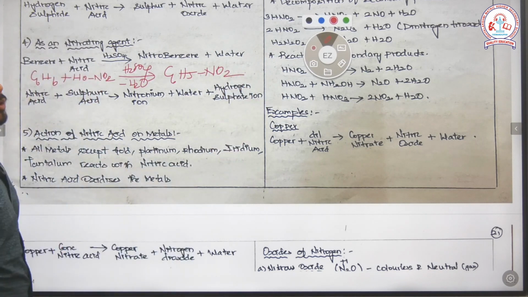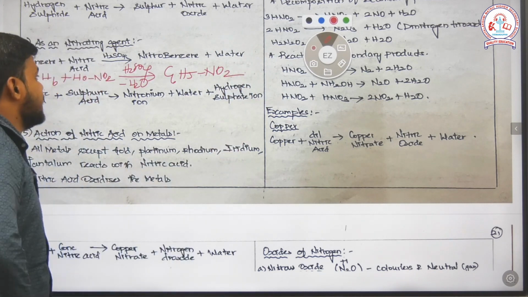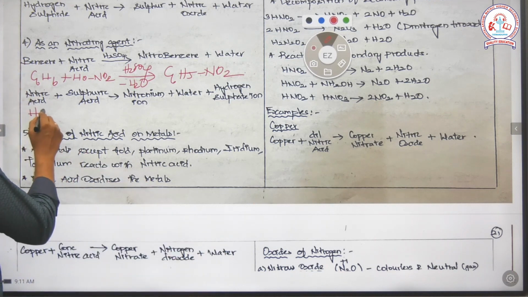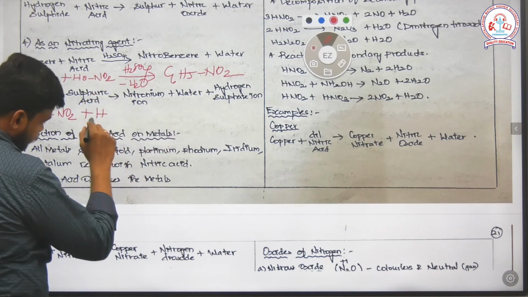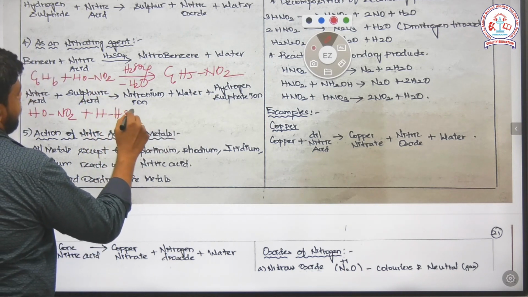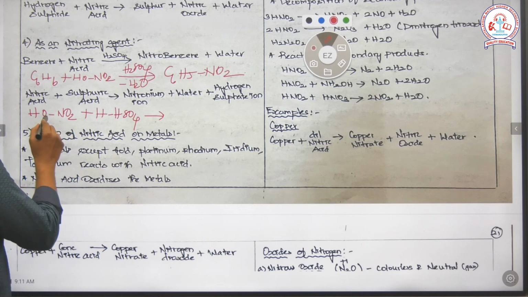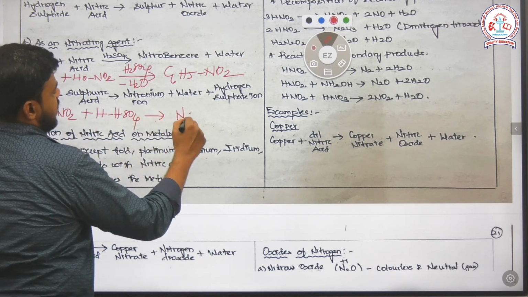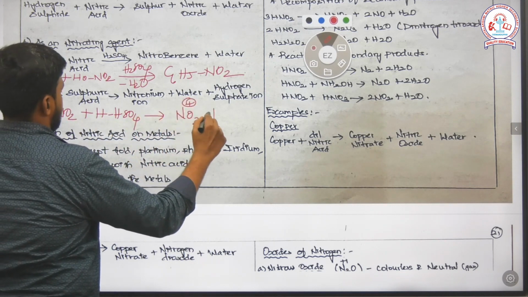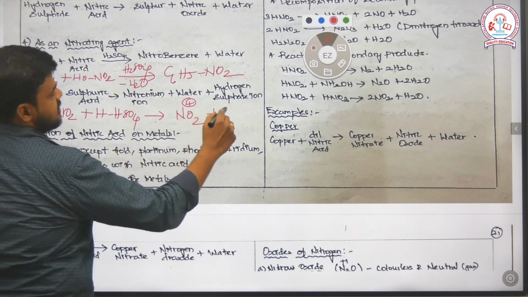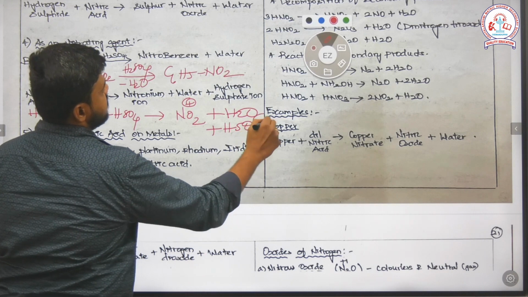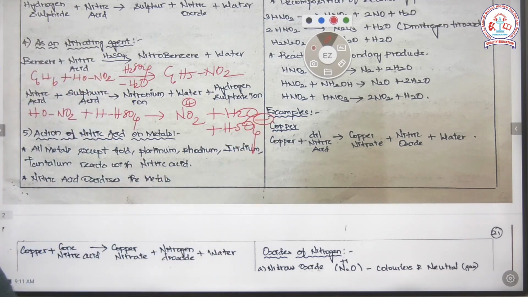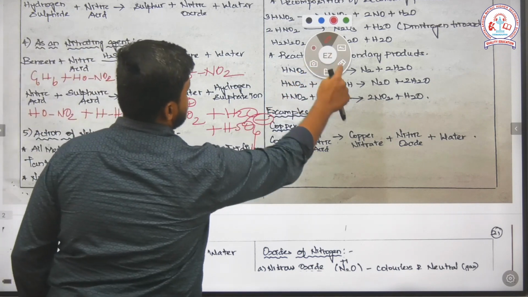So this reaction proceeds by the formation of the nitronium ion with the help of sulfuric acid. Let's check. HONO2, nitric acid, plus H2SO4 forms NO2 plus. This H and OH will go as H2O. Then the one which is left out is HSO4 minus. This nitration takes place with the help of sulfuric acid because the formation of the nitronium ion is done by the sulfuric acid. That's the reason.